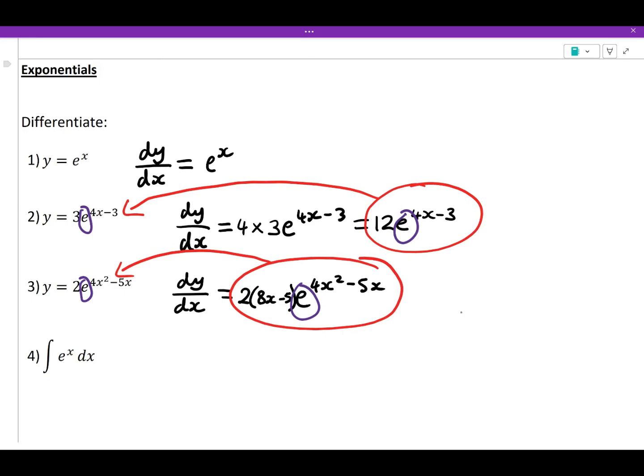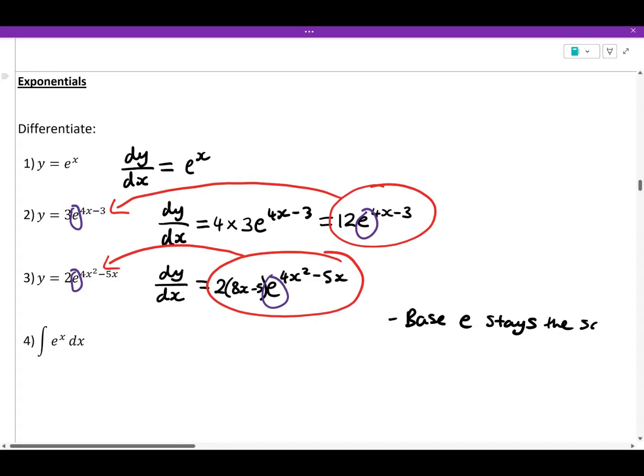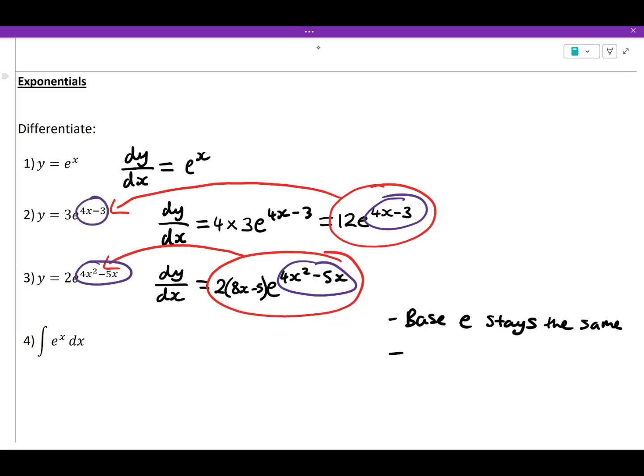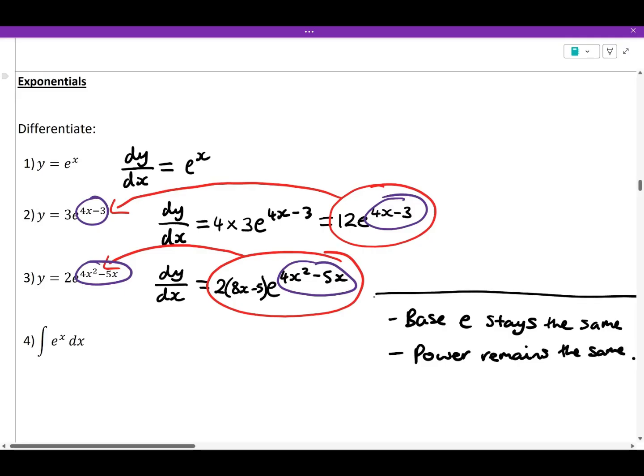So what I'm going to say is that the base e stays the same. And then something else that's staying the same is our power. If you look at all of our powers, they stay the same throughout. We have 4x subtract 3 and 4x squared take 5x. If we look back, we've got 4x take 3 and 4x squared take 5x. So the power remains the same. And this is going to be our start point to how we are going to integrate expressions involving e.